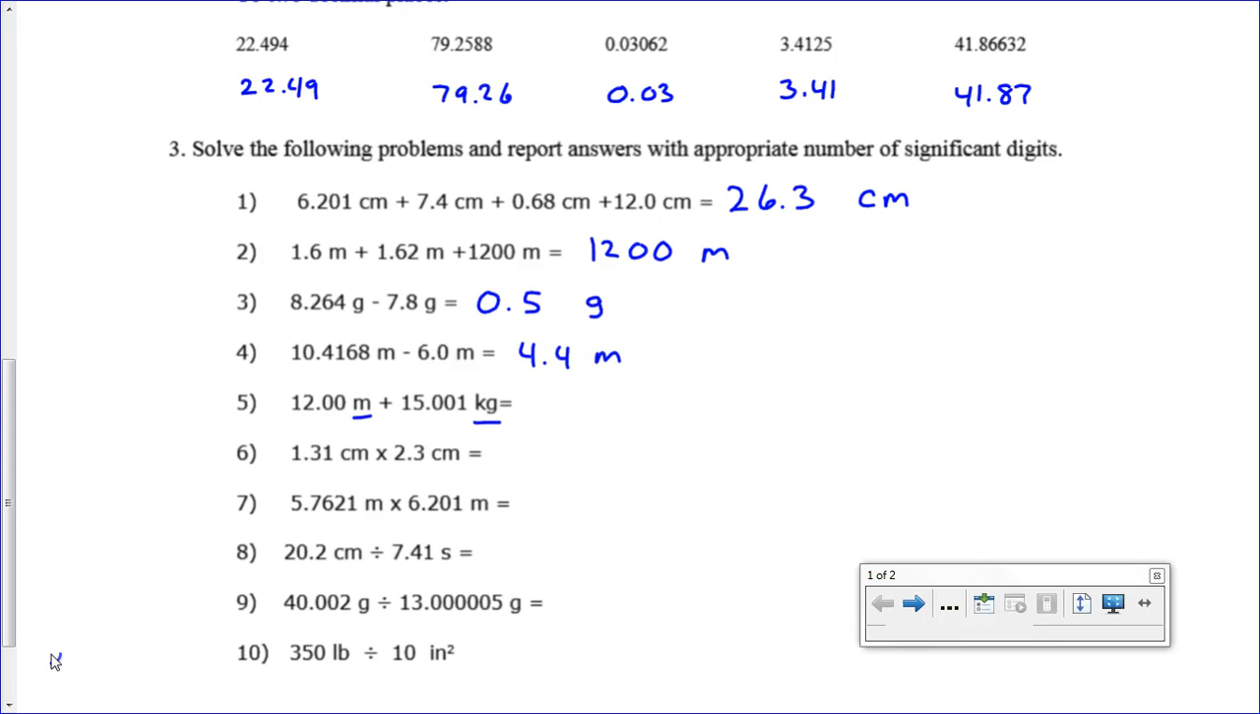And so this problem we threw in here just to show you that the units have to match when you're talking about addition subtraction. And because they don't match, you can't really add them together. So this one is sort of nonsense. You can't add two things together if their units don't match.